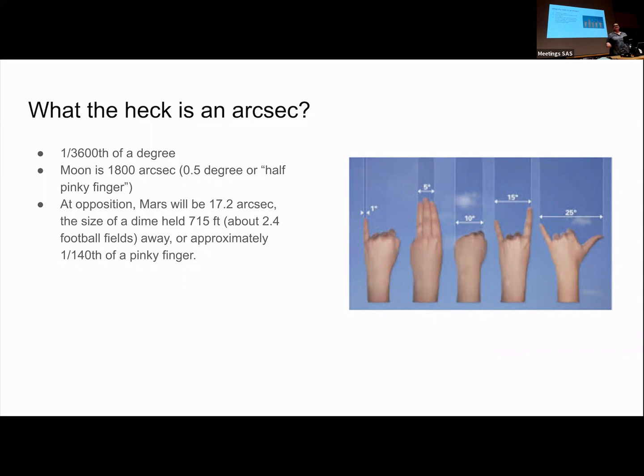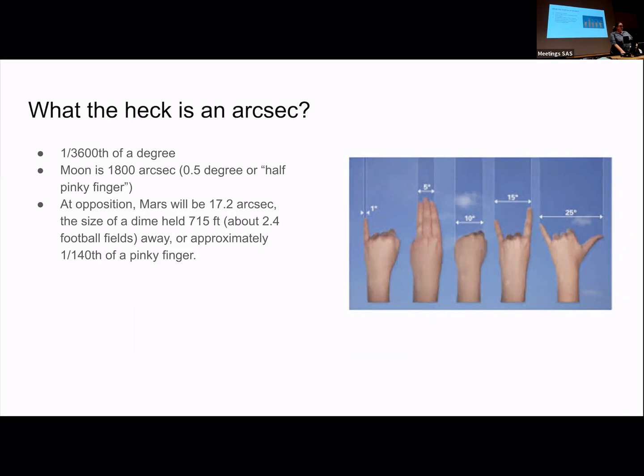And raise your hand if you've seen this image before with the different ways to measure distances in the sky. So the moon, and it blows my mind a little bit, but the moon only covers about half a pinky's worth of sky. It always seems so much bigger to me, but when you hold your finger up, sure enough, it only covers about half of the moon. Okay, so that just gives you some scale of what you're seeing in the sky.